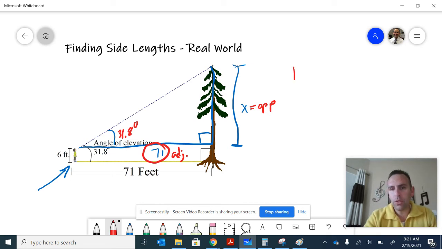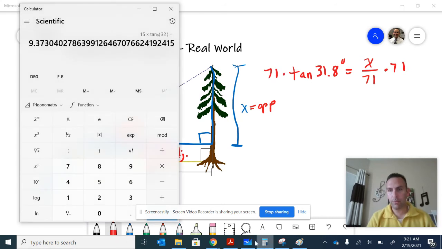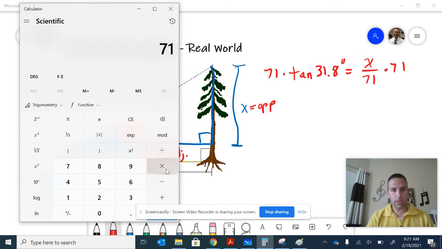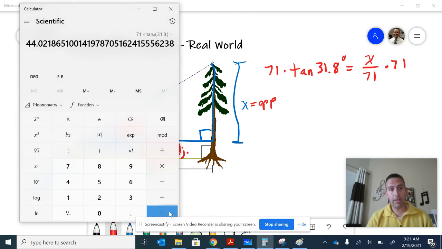So I'm going to use the tangent of the given angle of 31.8 degrees is equal to the opposite side, which this time is labeled x, divided by the adjacent side, 71. Multiplying both sides by 71, we will get the value of x. I'm going to pull up my calculator here. So let's see, I have 71 times the tangent of 31.8 degrees. Your calculator might be a little bit different than mine. I'm getting that to be 44.02186 and so on.